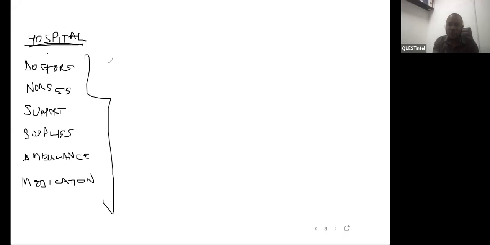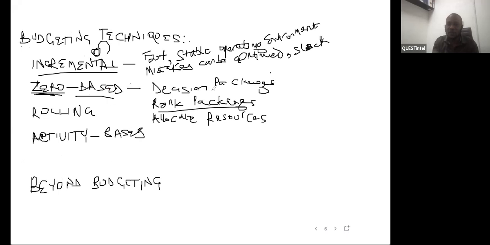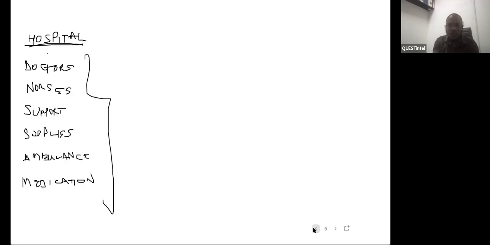Before we discuss zero-based budgets further, we have to note that these decision packages can either be incremental or mutually exclusive. So we'll talk about what this means. We either have incremental decision packages or mutually exclusive packages. I'll explain this with respect to the basic things we used for the hospital: doctors, nurses, support, supplies.